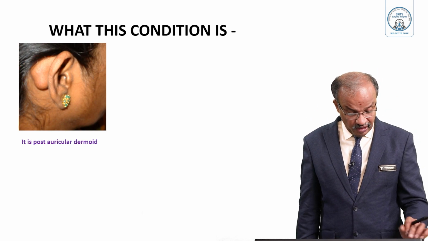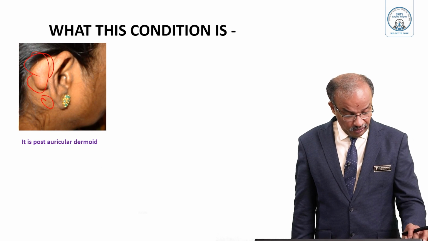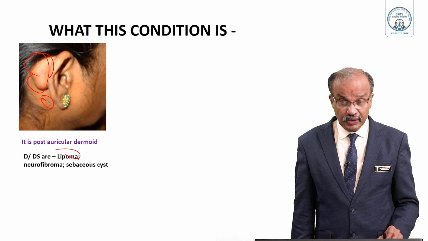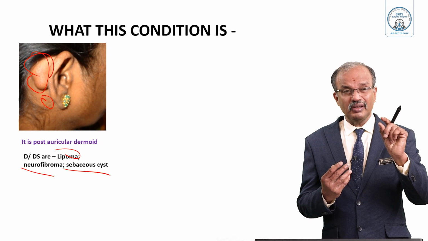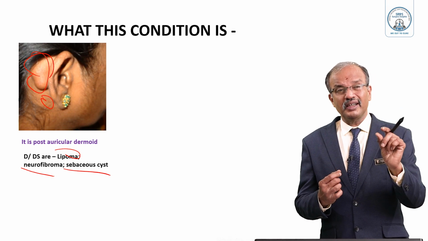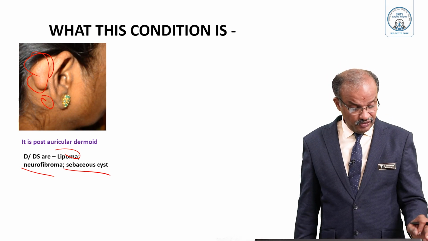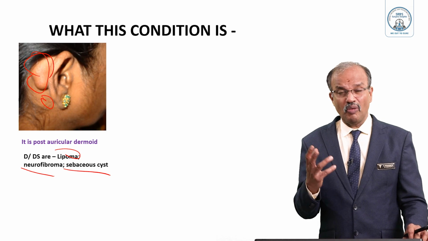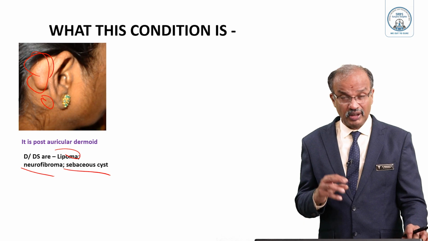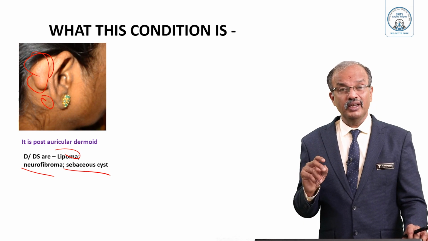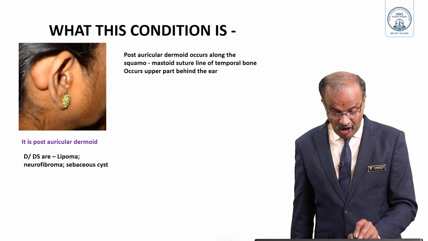So this is the post-auricular dermoid, typical: upper part of the ear, not lower part, behind the ear. Differential diagnoses are lipoma, neurofibroma, and sebaceous cyst, because the skin is adherent in sebaceous cyst. Neurofibroma will be firm and not cystic, and some amount of hyperesthesia or nerve pain and tenderness will be there. Lipoma is a very common, ubiquitous tumor. It could be a differential diagnosis for many such local swellings, but it is soft, has the clip sign, the skin is free, and it is well localized and non-tender.